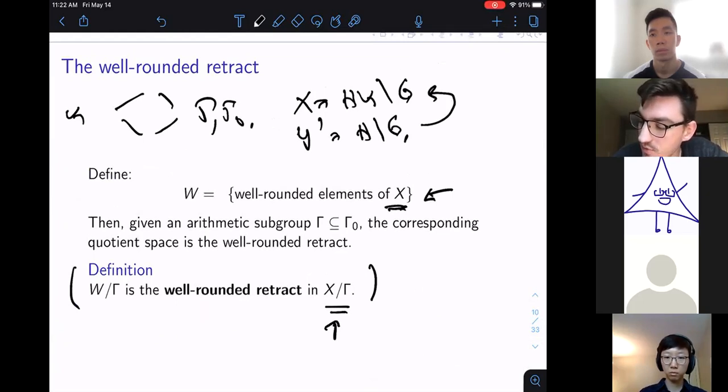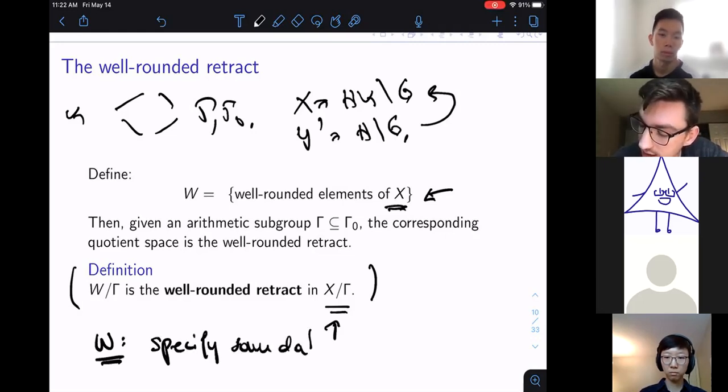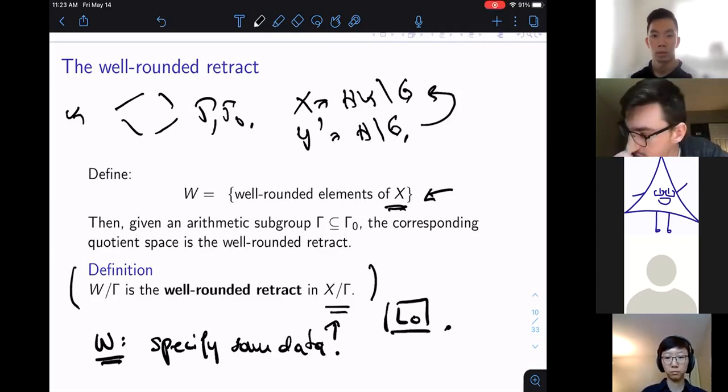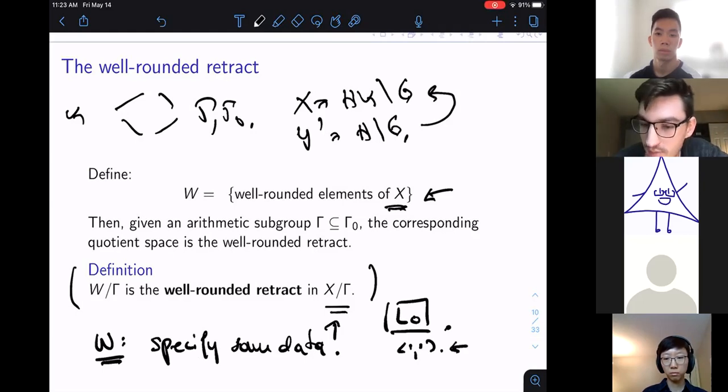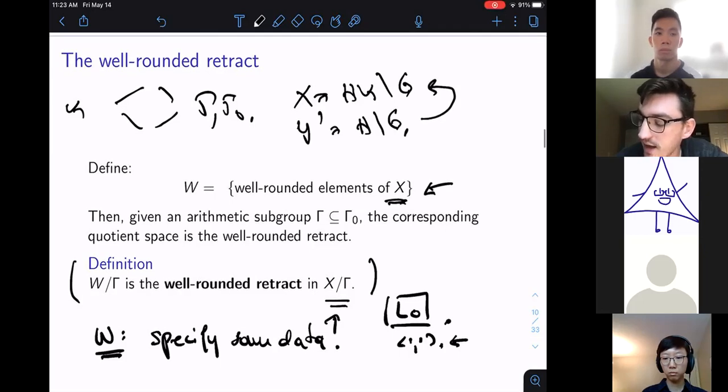The other thing, which we'll come to in a second, and which is very important in my mind, is that when you build the well-rounded retract, you have to specify some data. The key data that we specified is we fixed the lattice L naught. We also fixed an inner product. Our definition of well-rounded was with respect to the fixed Euclidean inner product. When we talk about well-tempered retracts, we'll see that you can generalize this by weighting the inner product, and you can build a family of these well-rounded retracts. So in order to specify the well-rounded retract, you have to have fixed the lattice and fixed some data about how to measure distance.